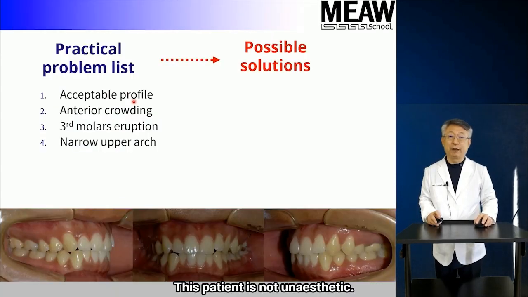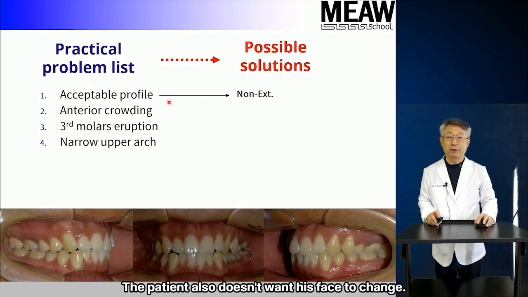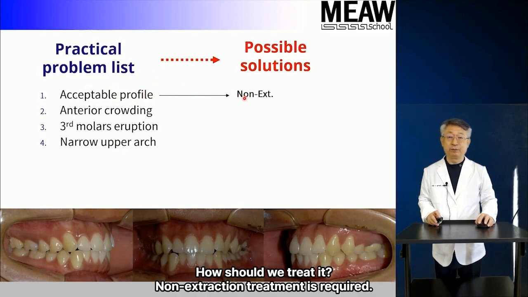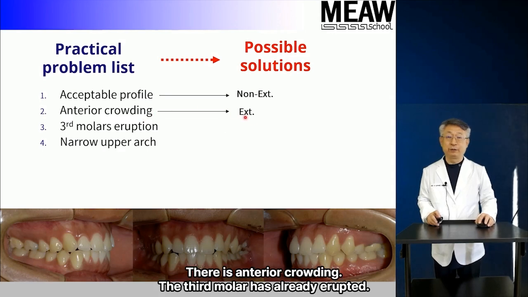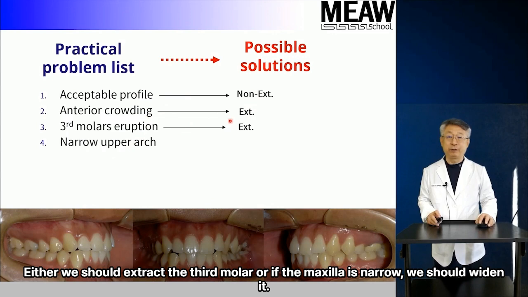This patient is not unaesthetic. The patient also doesn't want his face to change. How should we treat it? Non-extraction treatment is required. There is anterior crowding. The third molar has already erupted. Either we should extract the third molar, or if the maxilla is narrow, we should widen it.